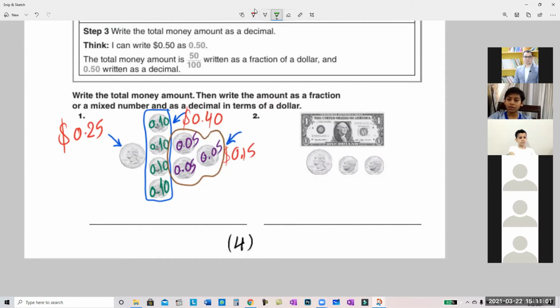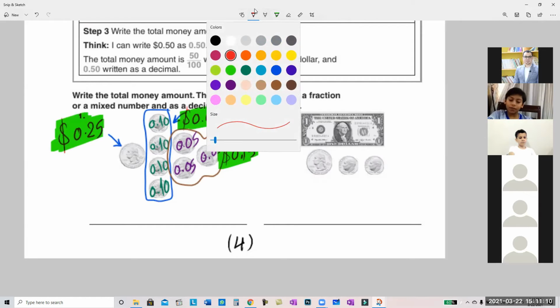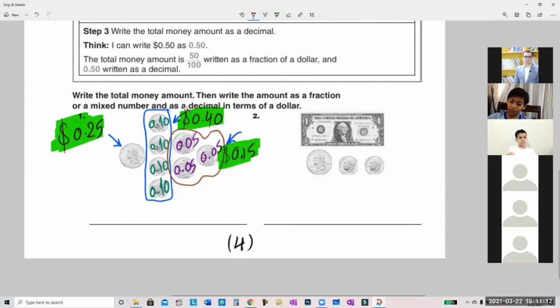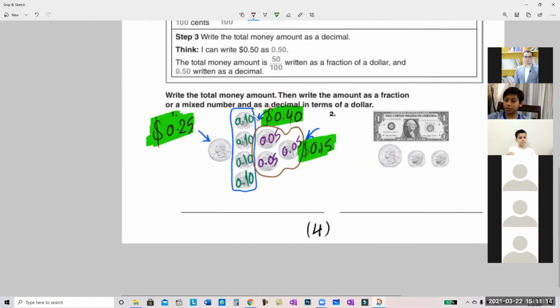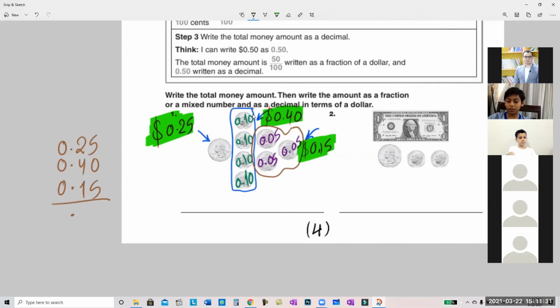Now, what are you going to do to give me the whole amount of money here? So you should add them together, okay? Okay, let's add. So it will be 0.25 and 0.40 and 0.15. Don't forget to put the point and then let's add.